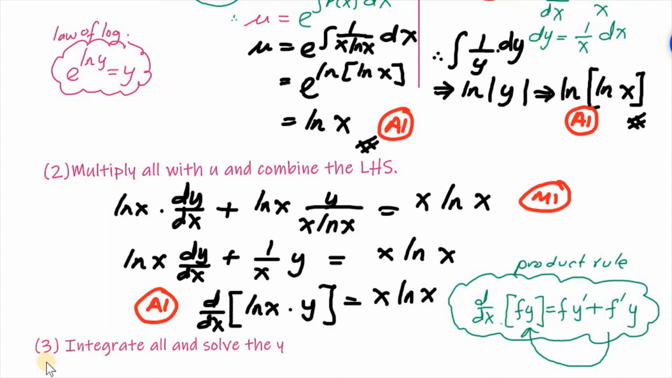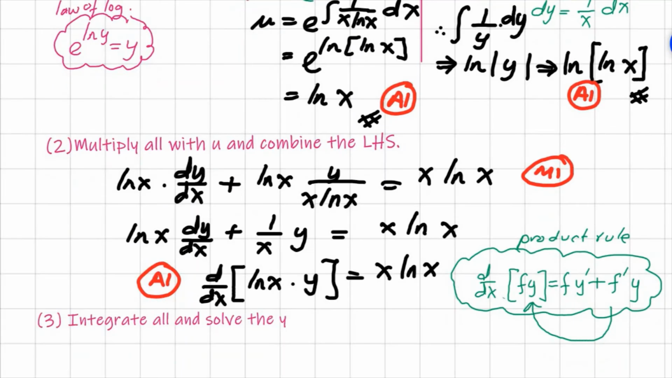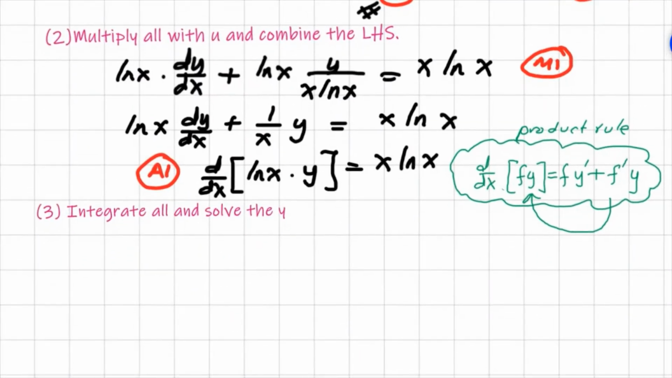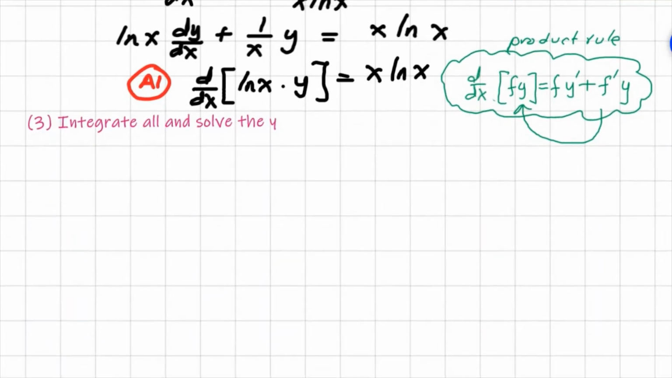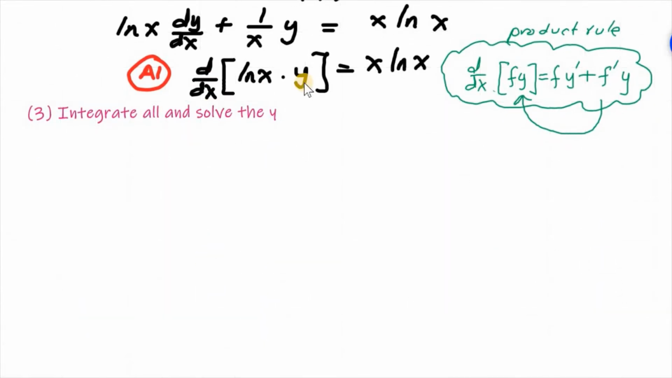Okay, next step number 3, let's integrate all. Let me bring it up a little bit so that you can clearly see the steps. After this, in order to get the value, we need to multiply with this partial fraction dx. So our equation now will become d of y ln x. Let me put the y in front. So y multiplied by ln x, and then on the right side we get x ln x dx.